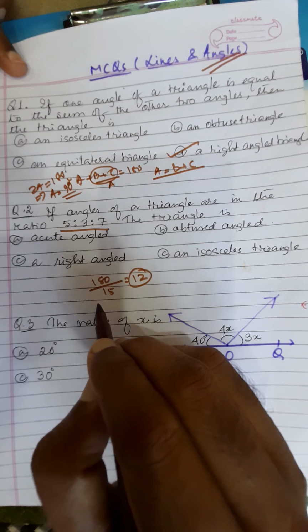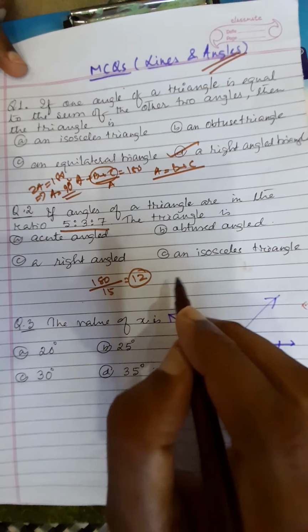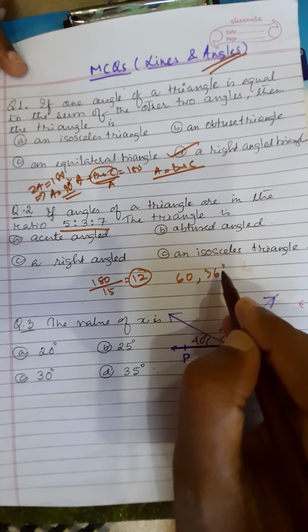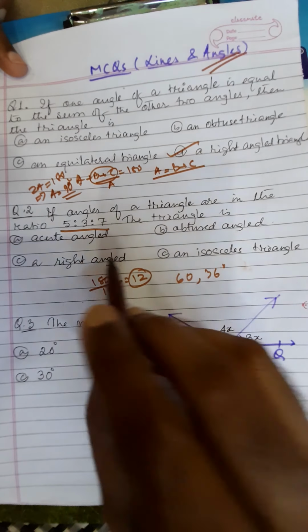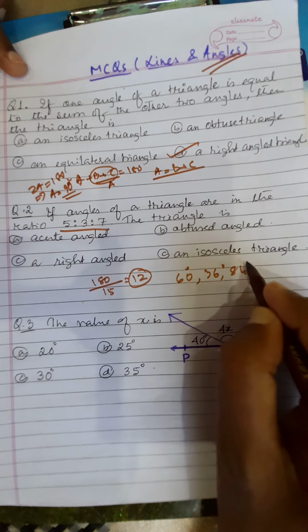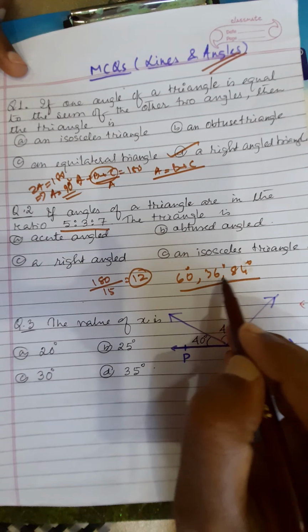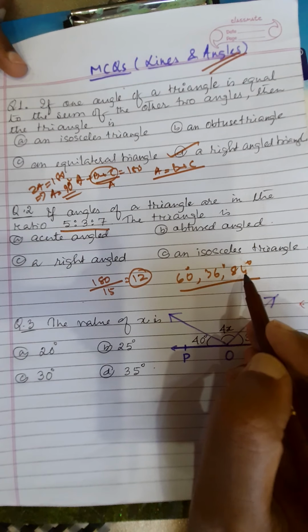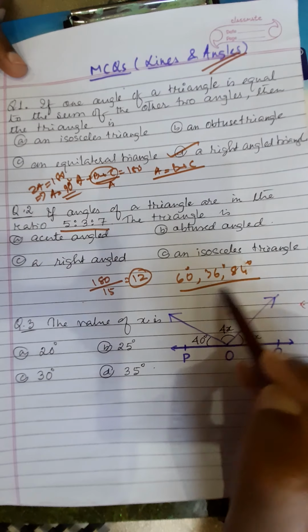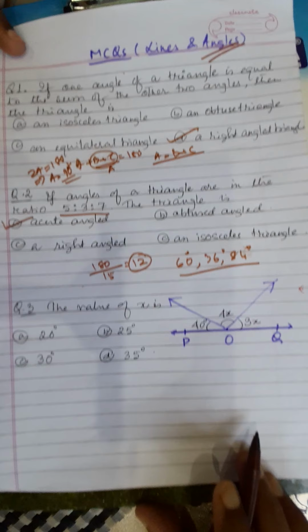Clear? So we are getting 12. So 5 twelves are 60, 3 twelves are 36, and 7 twelves are 84. The angles are 60 degrees, 36 degrees, and 84 degrees. If we add all these, what will we get? 180. Clear? So all angles are less than 90 degrees, so it must be an acute angle triangle.